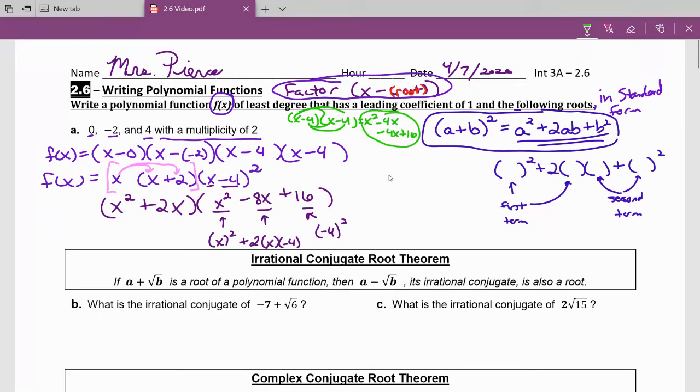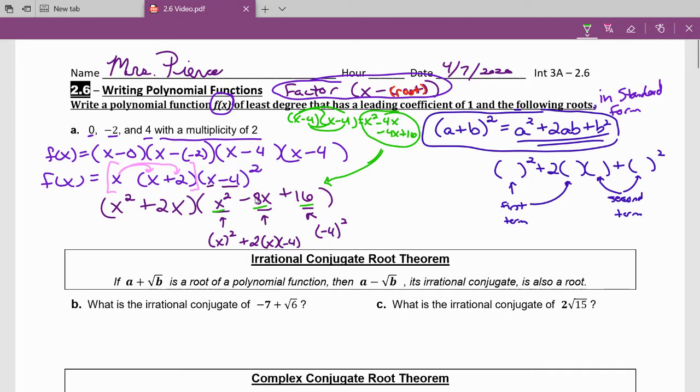So again, you can see that if we combine like terms, we would still get this trinomial. Your x squared would be your first term. When you combine the negative 4x's, you get the negative 8x. And then the positive 16 goes there.